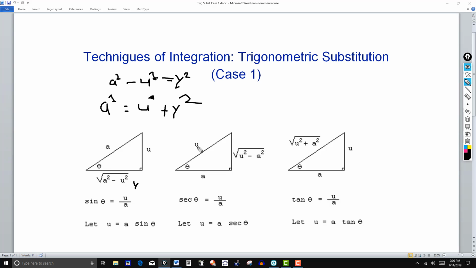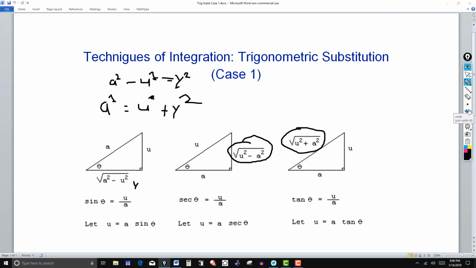You can do the same thing over here. If it turns out to be case 2, then secant theta will be u over a, and secant is the hypotenuse over the adjacent. And from that you can get this using the Pythagorean theorem. Tangent theta is opposite over adjacent, and from that again you can get this.